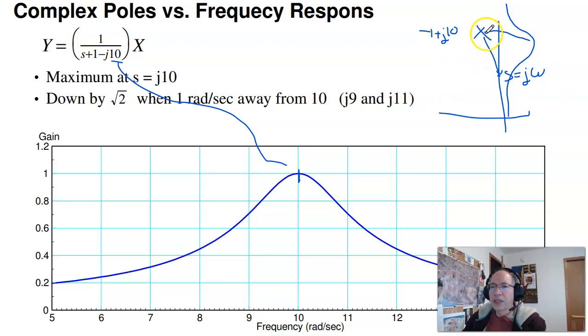The bandwidth, this distance is 1. So when I go 1 away from the pole, the distance increases by square root of 2. So when I go 1 away from the pole, right here at 9 and 11, the gain drops by square root of 2. That's your 0.707 gain frequency. So this right here is the bandwidth. Kind of arbitrarily, the bandwidth is defined from your 3 dB down, or where the gain is 0.707 of the peak, to 0.707 of the peak. The bandwidth is 2 times the real part of the pole. And this is the imaginary part.